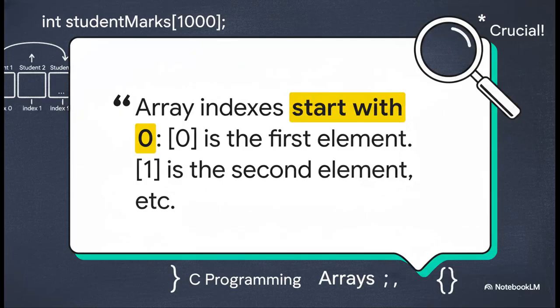Now listen up, because this is probably the most important thing to remember, especially for beginners. In C and a lot of other languages, we don't start counting at 1. We start at 0. So the very first item in the array is at index 0, the second is at index 1, all the way up to our 1,000th score, which would be at index 999. It's a little weird at first, but you'll get used to it.